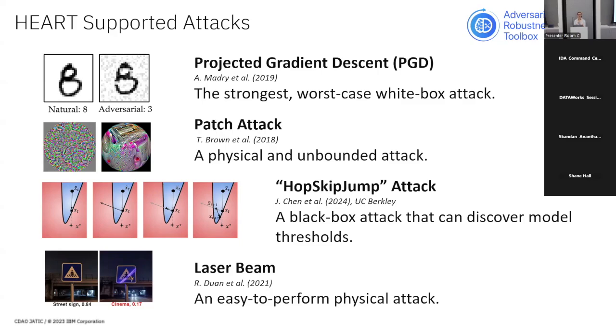And finally, we have a laser beam attack. It's a little bit of a low-hanging fruit attack, but most models out there in the world are not prepared for it. It's actually just shining a laser at the object that you don't want the model to identify or classify. So it is pretty easy to perform, but it is also quite effective in an alarming range of scenarios. So we also support this kind of attack as well.